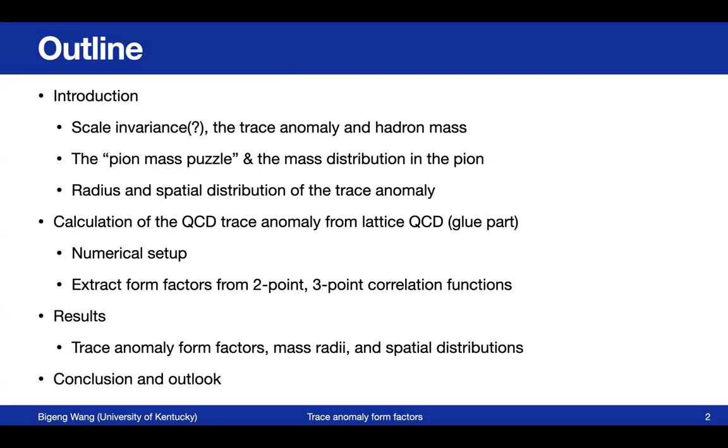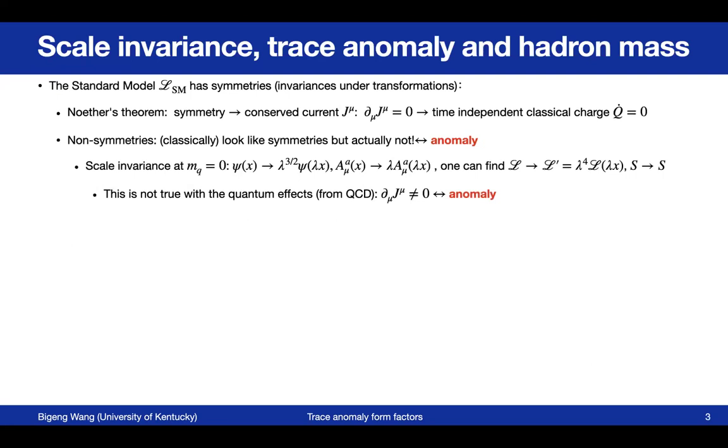So first of all, what is trace anomaly? I would like to start with the symmetry of the Lagrangian density of the standard model. There are a lot of symmetries, which means invariances under transformations. Classically, according to Noether's theorem, a symmetry means a conserved current whose divergence is zero, which means there is a conserved charge associated with it. However, with quantum effects, there are things that classically look like symmetries but actually are not. That's why we call it an anomaly.